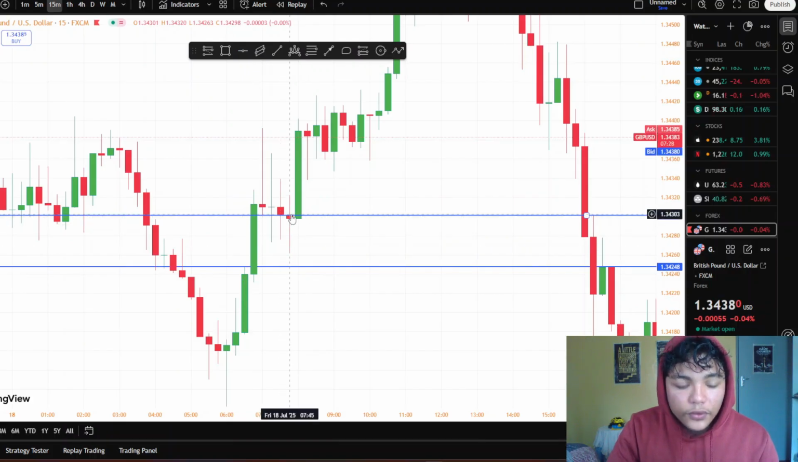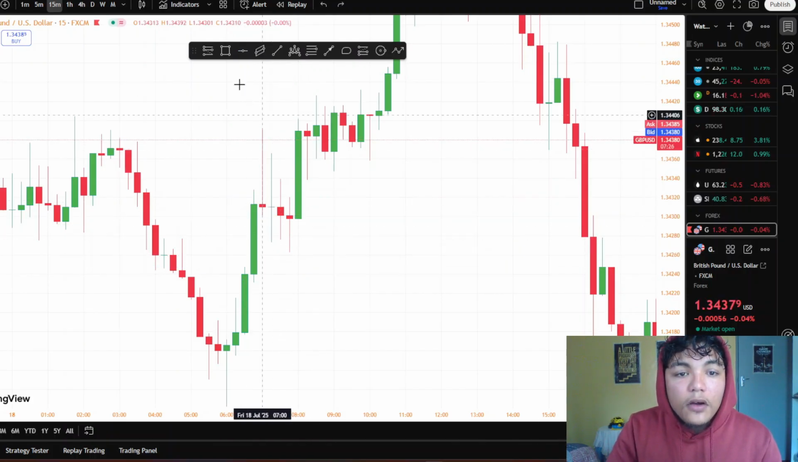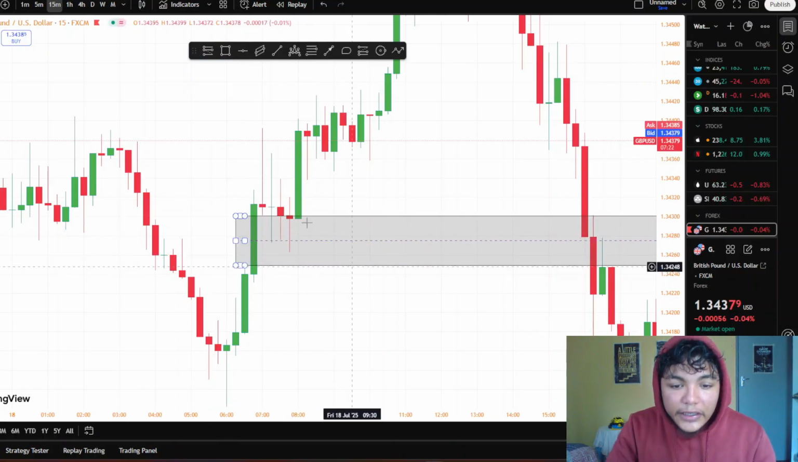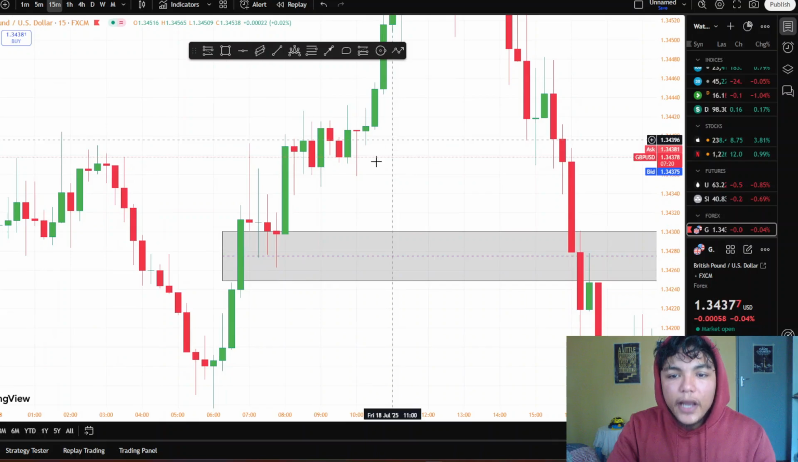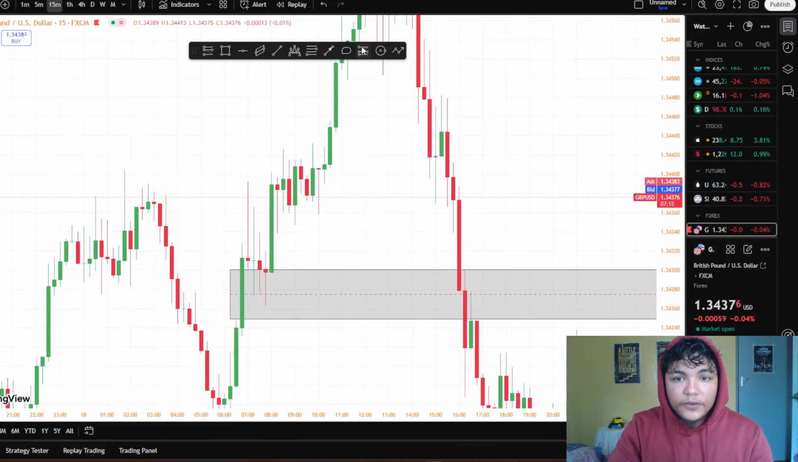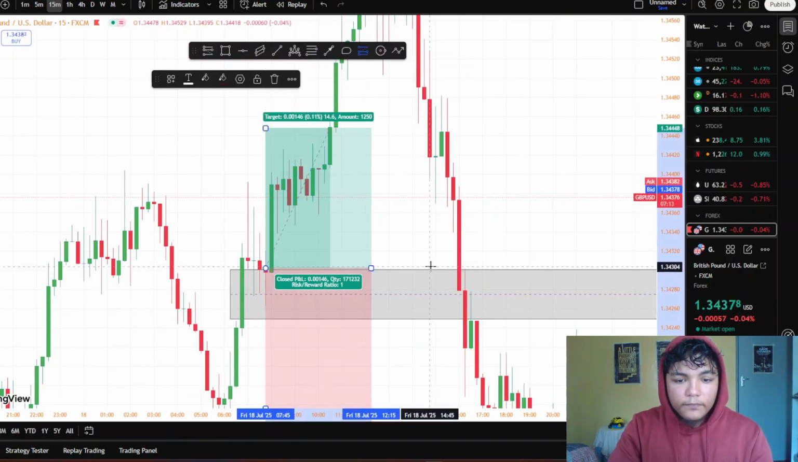And what did the market do? The market came down to retest the fair value gap, and then it went up. Okay, so you could have placed a trade, a buy order right there.